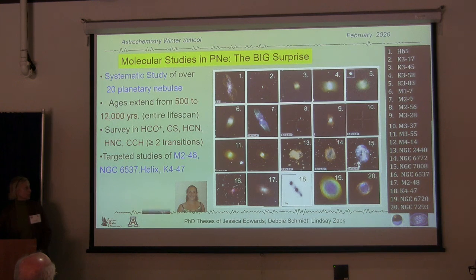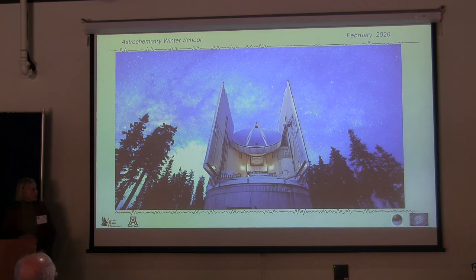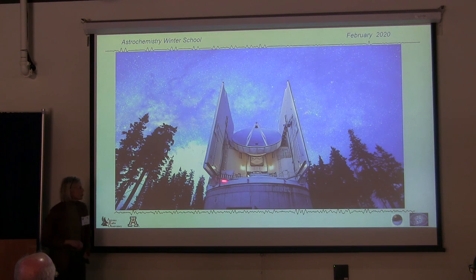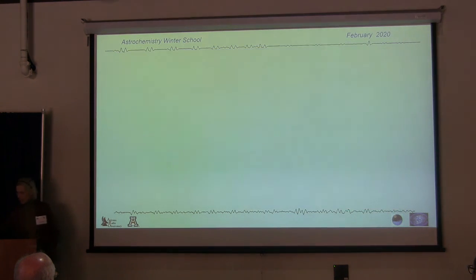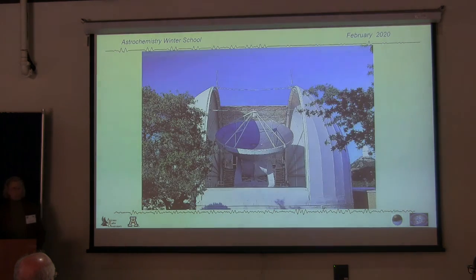And this was the work of Jessica Dodd. Lindsay Zack did a lot of work on the Helix, and the main planetary nebula person is Deb Schmidt, all graduates. And we did this survey using the telescopes at Arizona, the Submillimeter Telescope on Mount Graham, very good for 1-millimeter observations, and then a lot of it was done with the old 12-meter and now the new 12-meter at Kitt Peak.